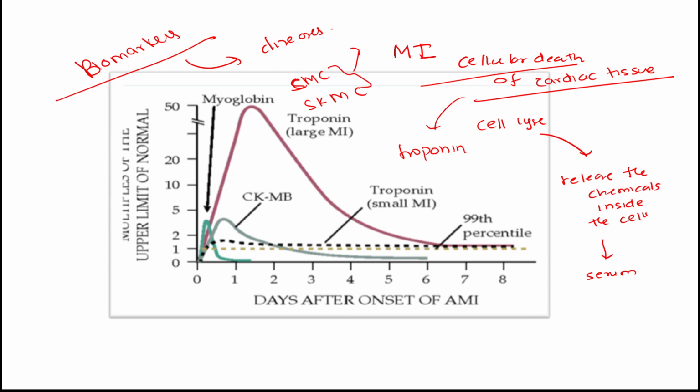Sometimes some sort of rigorous exercise that has happened previously has led to injury in the pectoralis major, presenting with chest pain and high troponin levels. But how do we identify that? That's the question that comes into play. So it is like this. There are isoenzymes.